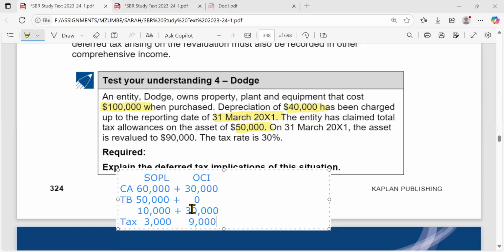And now, as you can see here, this is the deferred tax, and this is the deferred tax. We can have the total deferred tax. What is my total deferred tax by doing it this way? Maybe write it somewhere. Let's do this.